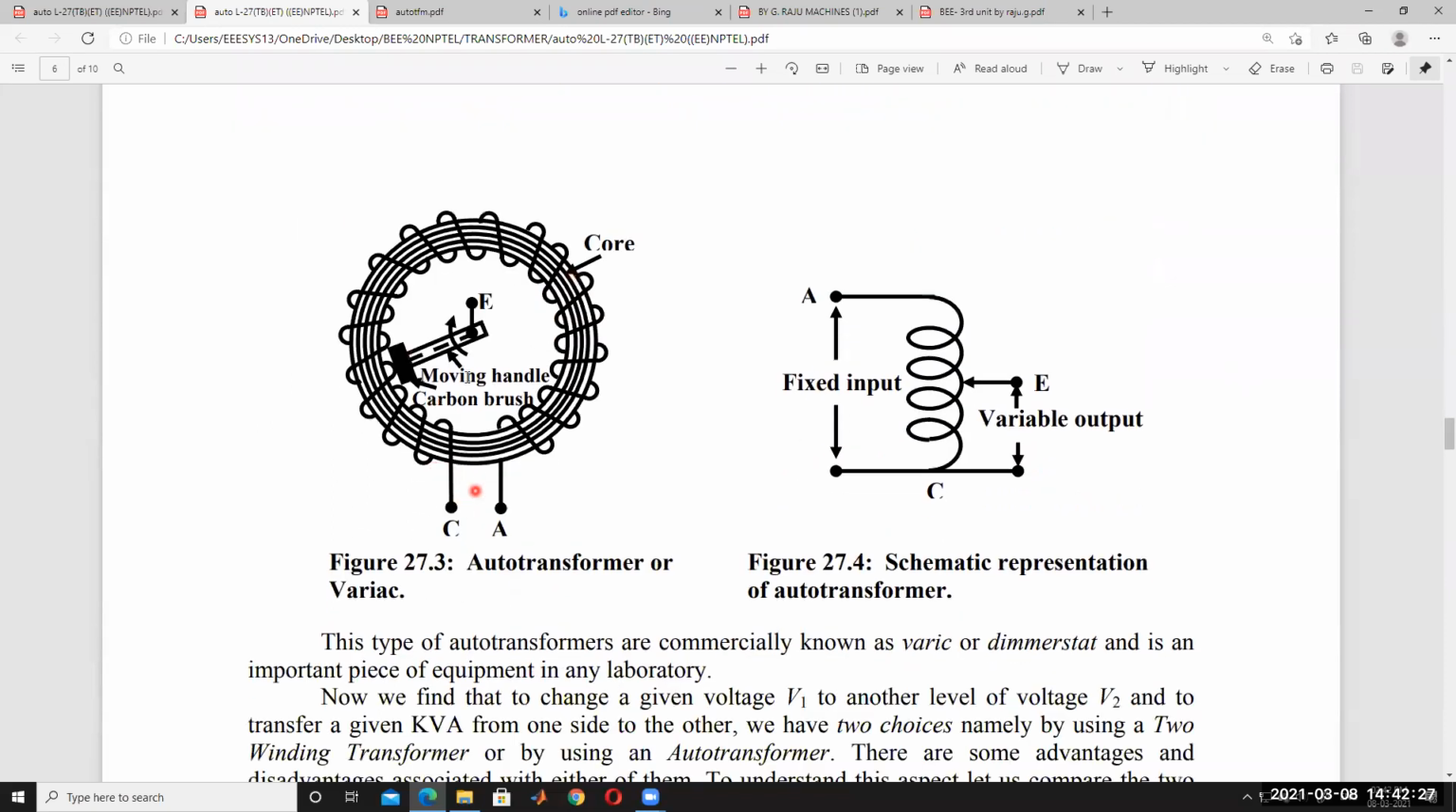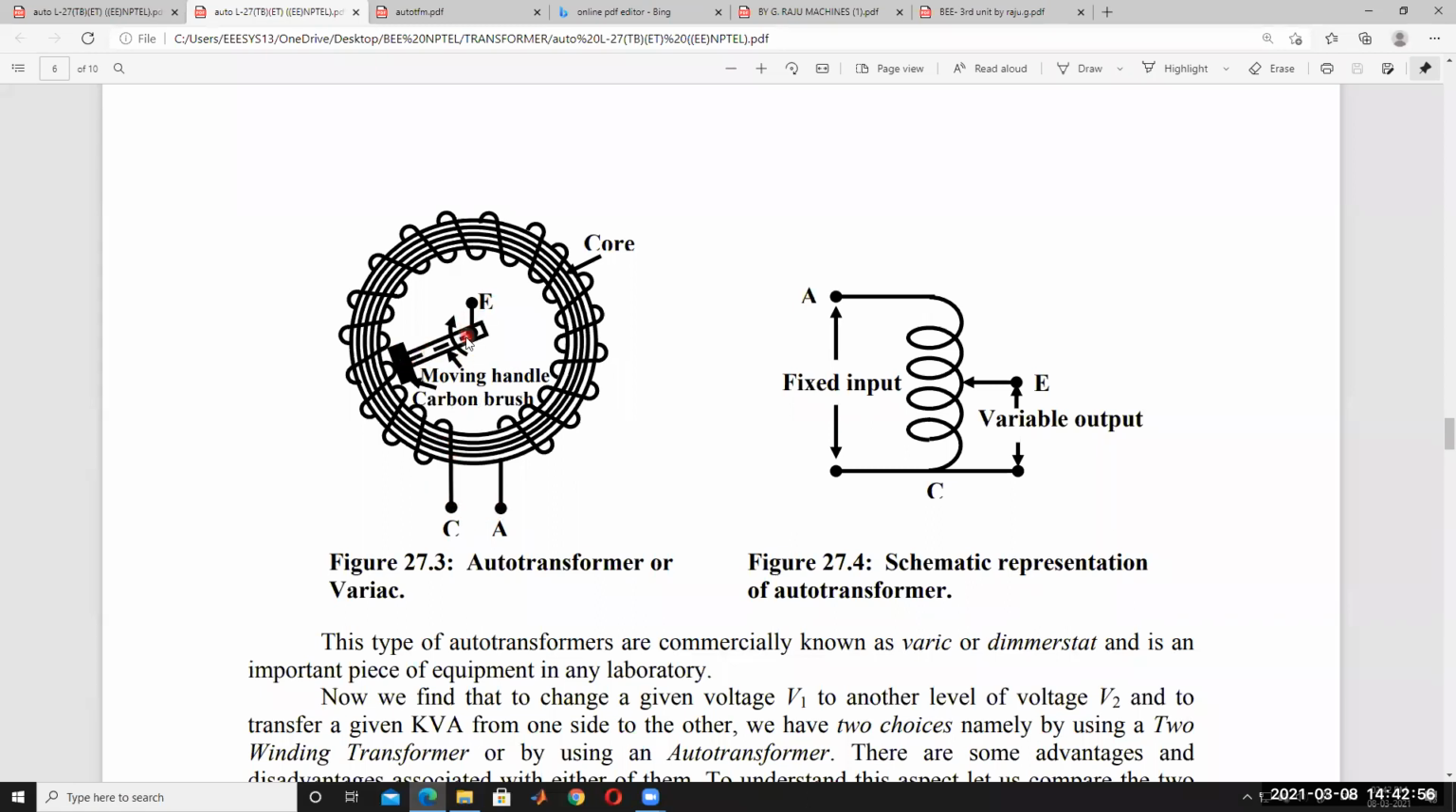The inside of this transformer is connected like this. So, auto transformer or variac. These are the input terminals. Supply is connected between A and C. Output is between E and C. Phase and neutral are connected like this, and output phase and neutral like this.